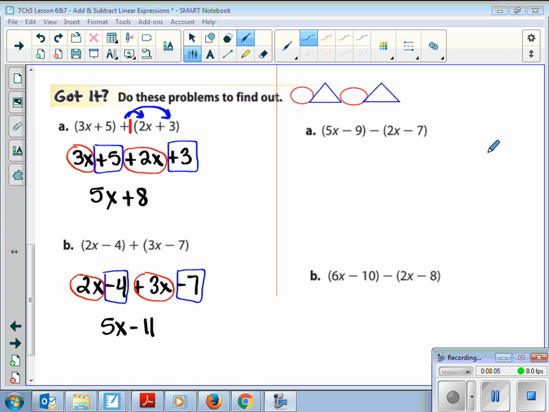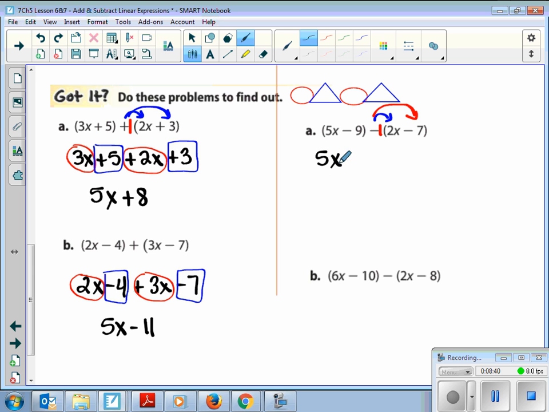All right, so now let's look at the subtraction. Now, once again, when we're subtracting linear expressions, we want to first distribute this negative 1 throughout the parentheses. Okay? So when we distribute that negative 1, over here we can just take the parentheses away, right? Because there's a positive 1 in front of this parentheses.